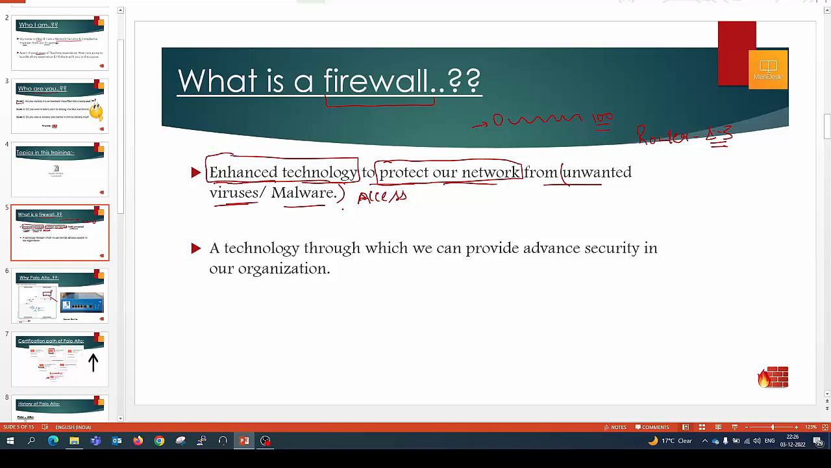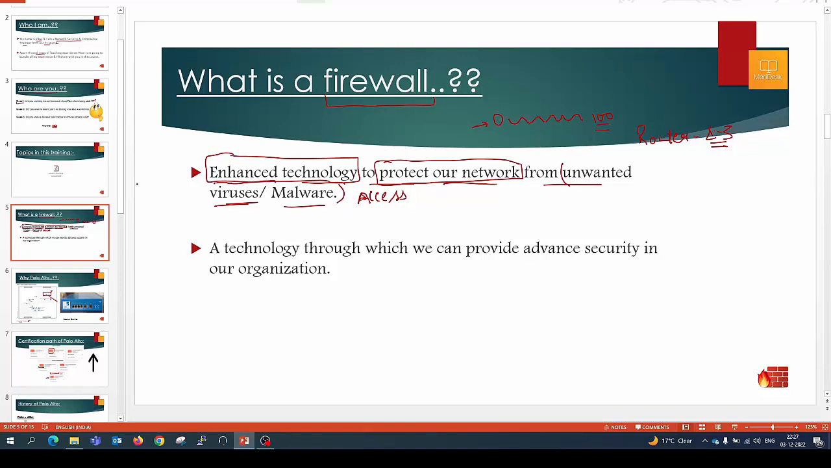So for certain things available on the internet, for example, let's suppose there is a bug in the market or on the internet and it's working on port 3900. What I can do is create a rule that nothing will be allowed on 3900. Simple. So I have removed the possibility of access, the possibility of a virus coming in, and the possibility of malware coming in. This is how I can protect my network.